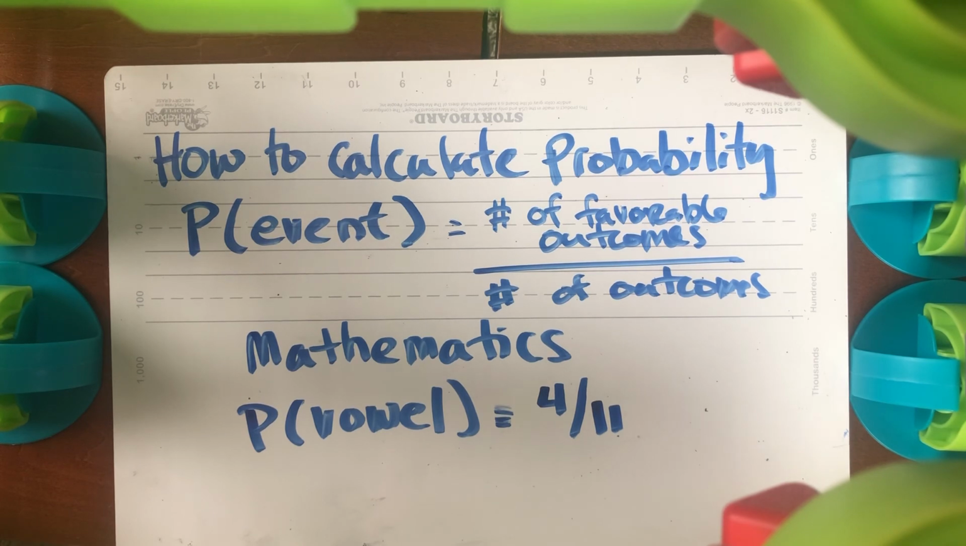The vowels are favorable events and the consonants are unfavorable events because we're asking for the probability of pulling out a vowel.